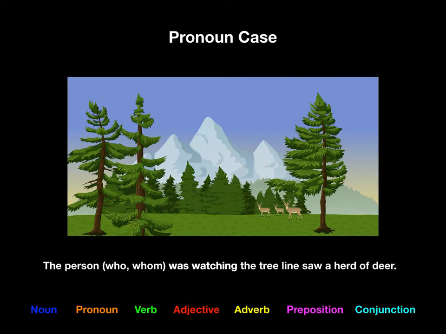We should note that we are dealing with a statement, and when we deal with statements, we look at the word immediately following our choice. Here we have the verb was watching. Since a verb immediately follows our choice, we will need nominative case. Which of these two pronouns is nominative case? Who would be nominative case. The person who is watching the tree line saw a herd of deer.